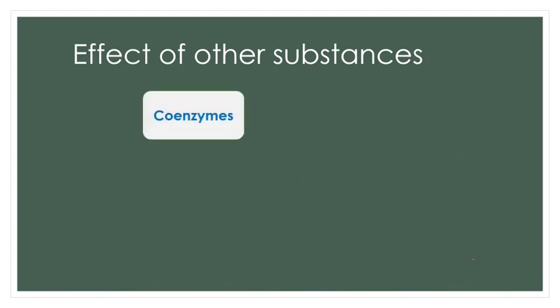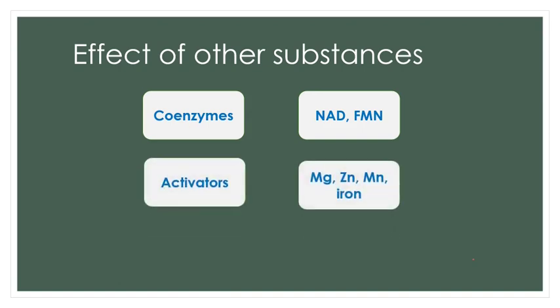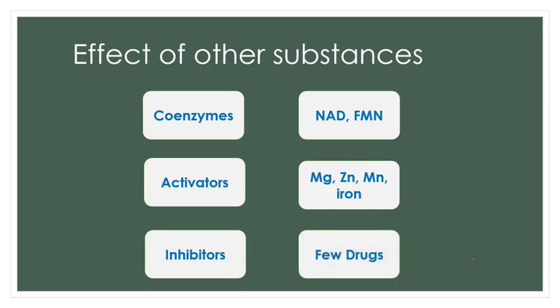There is also the effect of other substances. If coenzymes like nicotinamide adenine dinucleotide or FMN, flavin mononucleotide, are present, especially in the ETS system of respiration, we know that the activity of the enzymes increases. If activators are present, usually inorganic minerals like magnesium, zinc, manganese, iron, what happens? The rate of enzymatic activity increases. But if during the reaction there are inhibitors, competitive or non-competitive, like a few drugs, then what will happen to the enzymatic activity? It will reduce. So in this way, we have studied different factors which affect enzymatic activity.